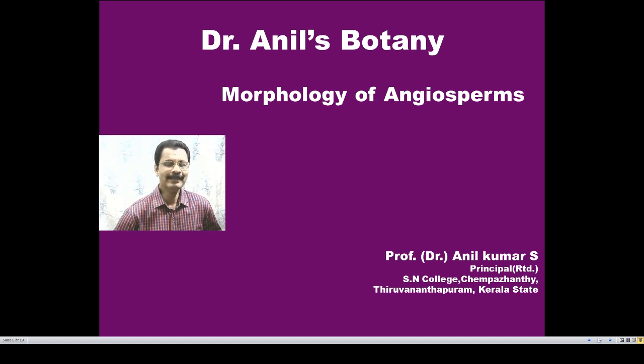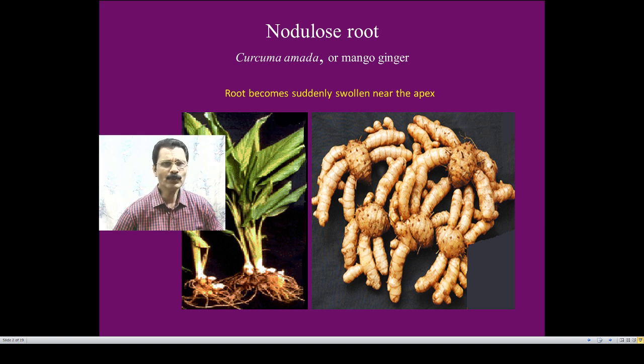And one more modification, that is nodulose root. I have forgotten to show you the nodulose root. So nodulose roots you can see in Curcuma amada. Common name is mango ginger. And in this mango ginger, the root becomes suddenly swollen near the apex. And this type of root modification is called nodulose roots. These are the adventitious root modifications. So roots modified as storage organ.